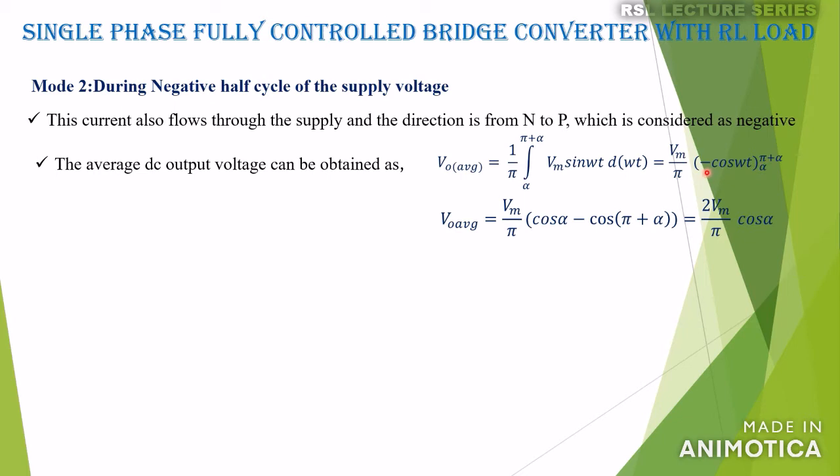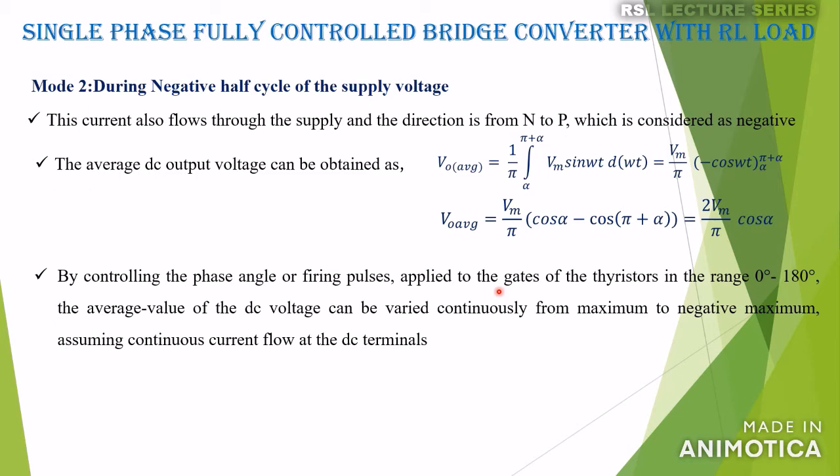Now if we substitute the limits, on substitution of the upper limit we'll get minus cos of pi plus alpha. Substitution of the lower limit will give you minus of minus cos alpha, so that will become plus. So we can write V naught average will be equal to Vm by pi times cos alpha minus cos of pi plus alpha. So this will give you 2 Vm by pi cos alpha. This 2 Vm by pi cos alpha is nothing but the average value of the load voltage.